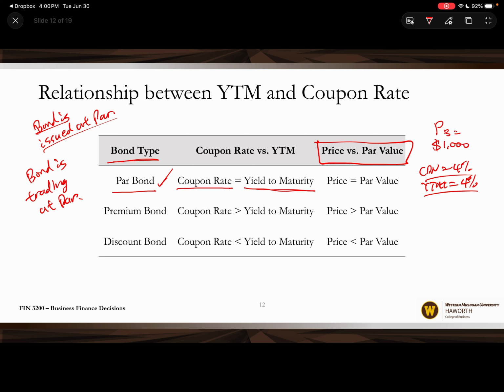And when the market price of the bond is greater than the par value, we say it's a premium bond. For premium bonds, the coupon rate is greater than the yield to maturity. When the market price is less than the par value, then it's a discount bond, and for discount bonds, the coupon rate is smaller than the yield to maturity.